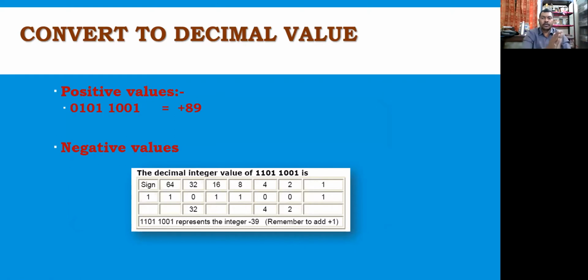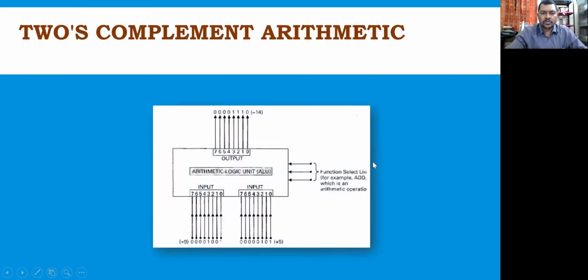In a decimal number, the first bit of binary, the MSB of the binary number, is taken as the sign of that number. If it is zero, then we take it as a positive number. If it is one, then we consider it as a negative number. This is the two's complement number, and this is what I need to show you.